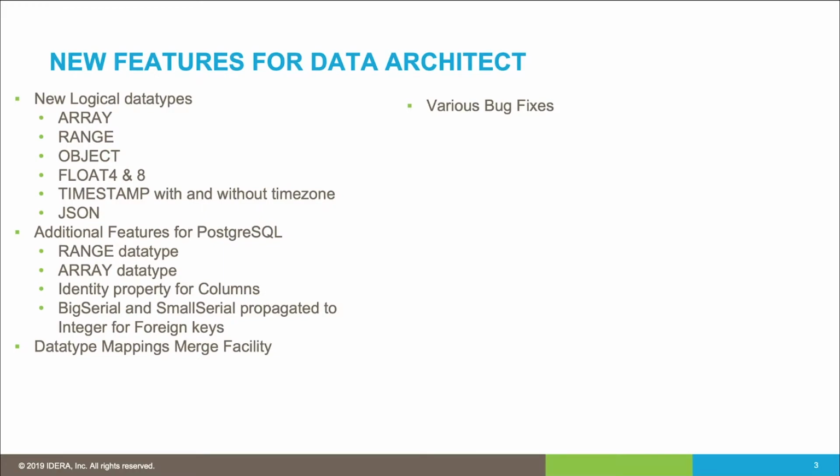We've also done some extra work around data types in ER Studio 18.4. So we've got some new logical data types. We now support arrays, ranges, which we're going to see in Postgres, objects. We've added two new float data types, so 4-byte and 8-byte. We also support timestamps with and without time zone and a JSON data type. These are all the logical ANSI-based set of data types.